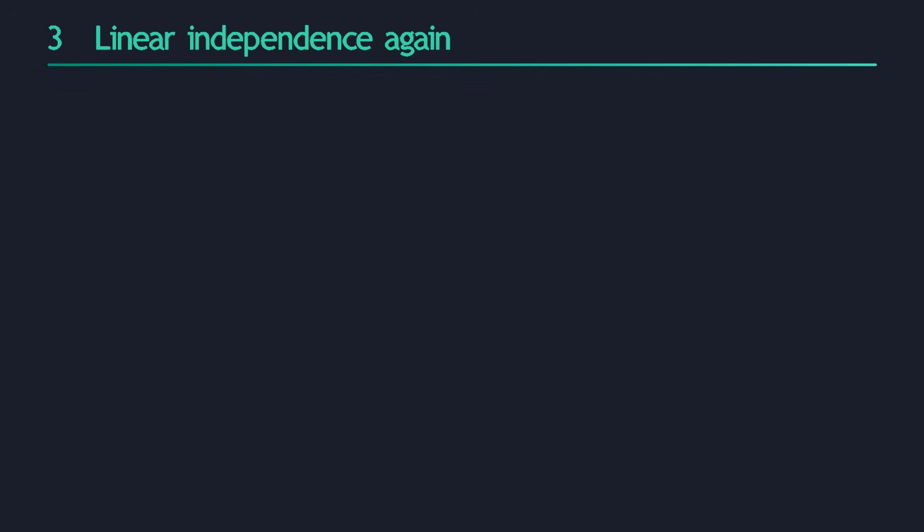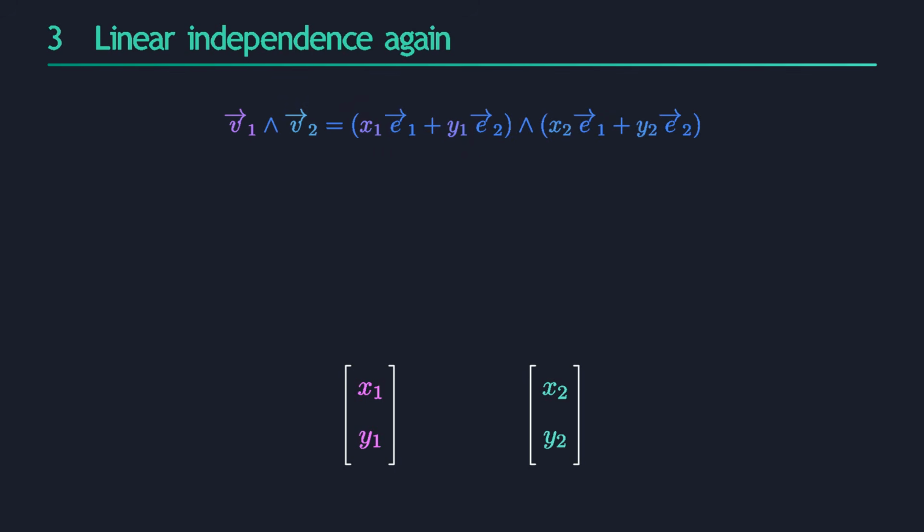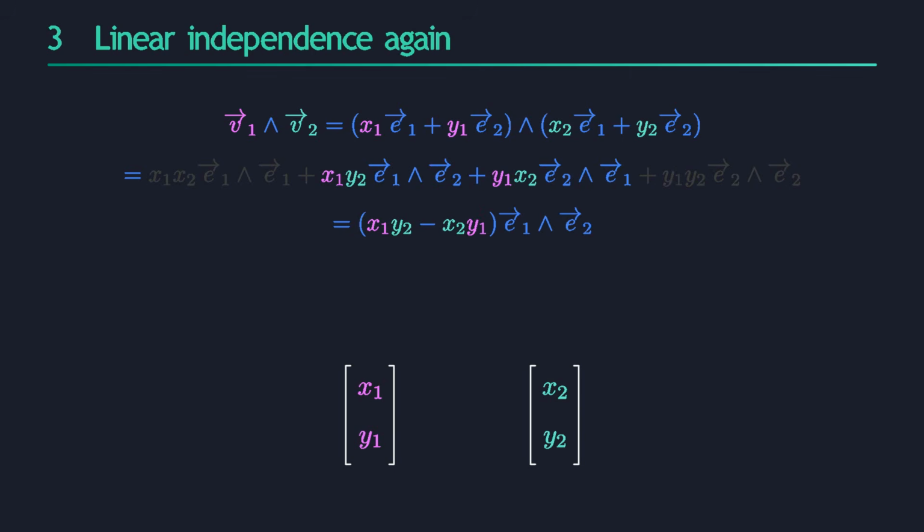In the previous video, we developed a very simple linear independence test. A bunch of vectors are linearly independent if their wedge product is non-zero. Let's work that out in more detail for the two-dimensional case. Write two vectors as linear combinations of the basis, and wedge them together. Distribute as always, and swap the order of these two basis vectors at the cost of introducing a minus sign. The resulting formula is, once again, a determinant.